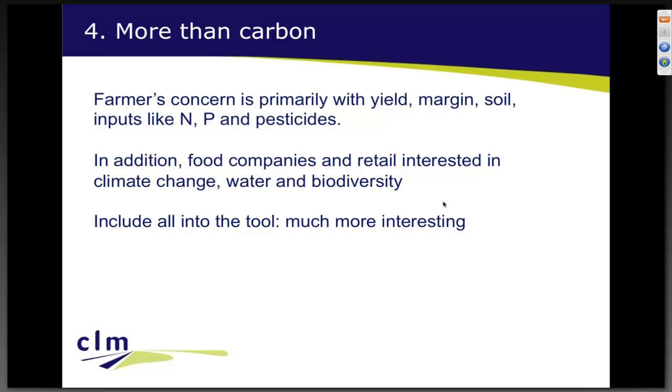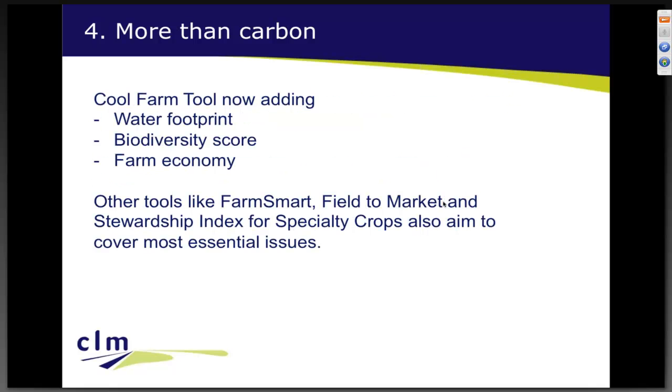So for the companies, they're asked for different things, they're interested in different things than the farmer, so clearly combining all of this into one package makes life much more interesting for everybody. Now the Cool Farm tool is at the moment adding water footprint, which is in a sense also interesting for the farmer himself, but also something that the food companies are interested in.